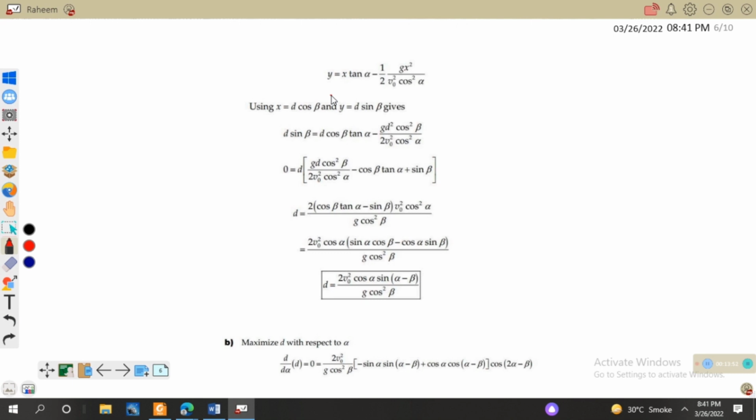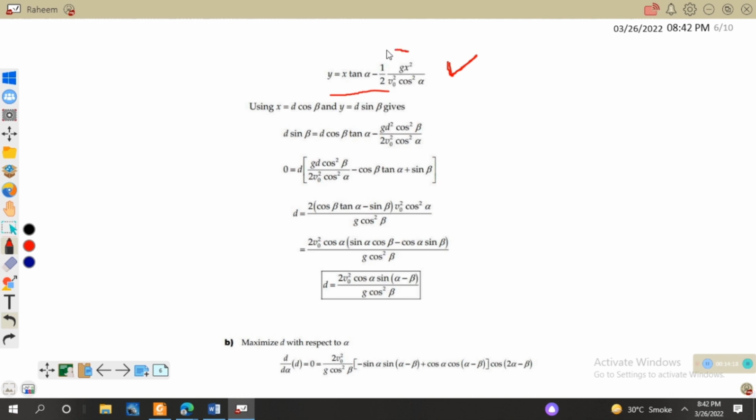First, y is equal to x tan alpha minus 1 by 2 g x square over 2 v naught cos square alpha. This is the equation of the trajectory of the projectile. We see that it is adopting a parabolic path. y is equal to x tan theta. This equation we already obtained in the earlier class, so I will not rederive it.